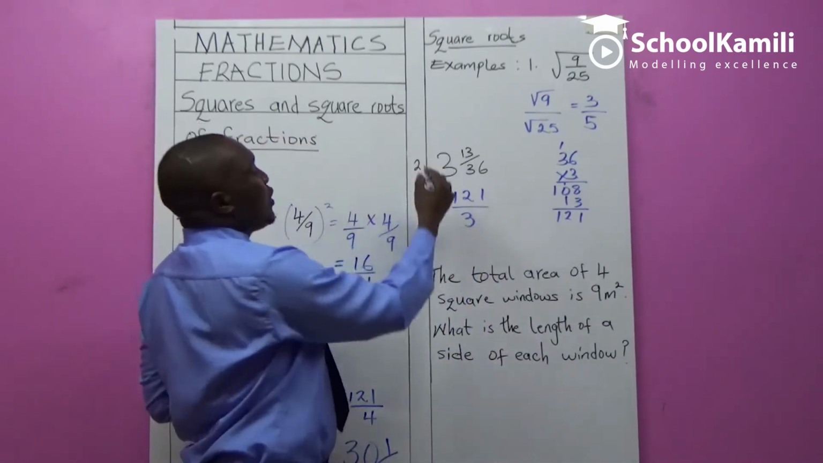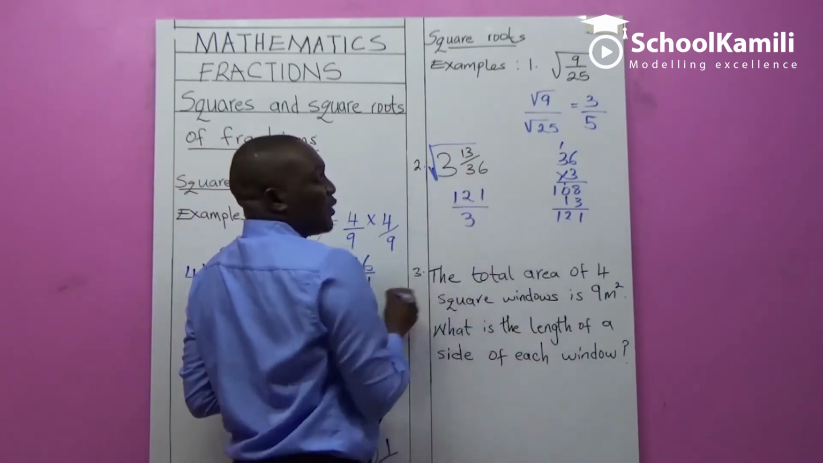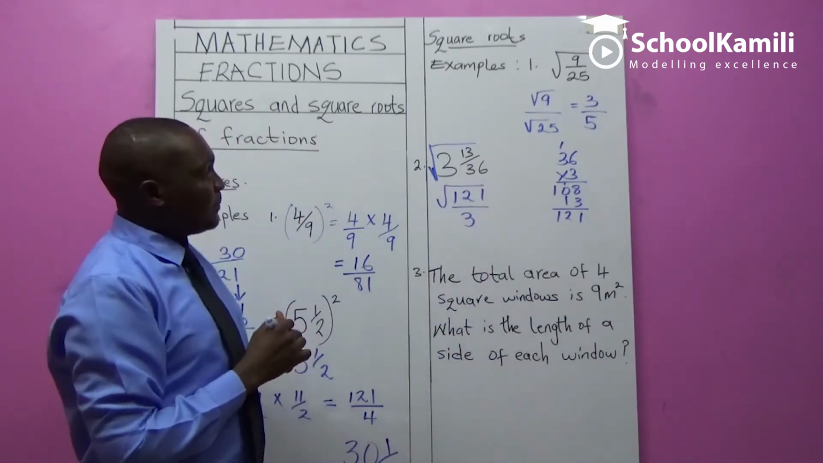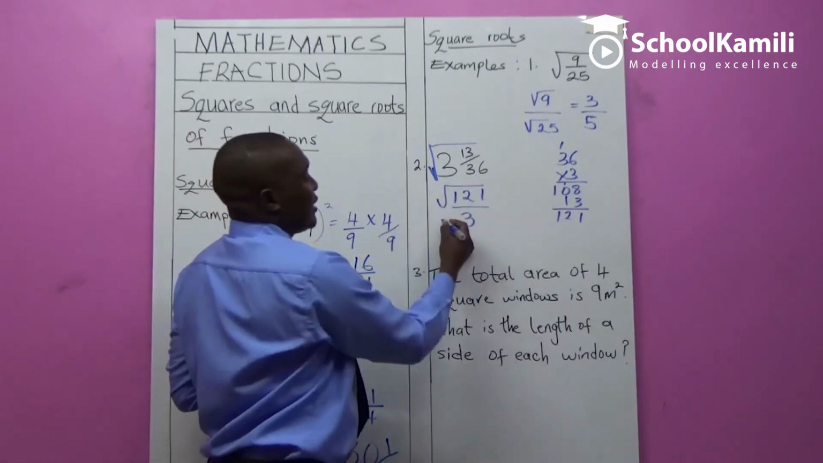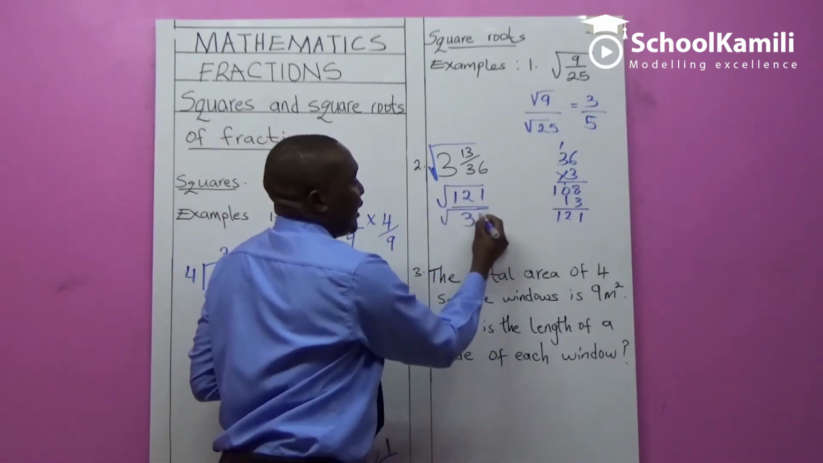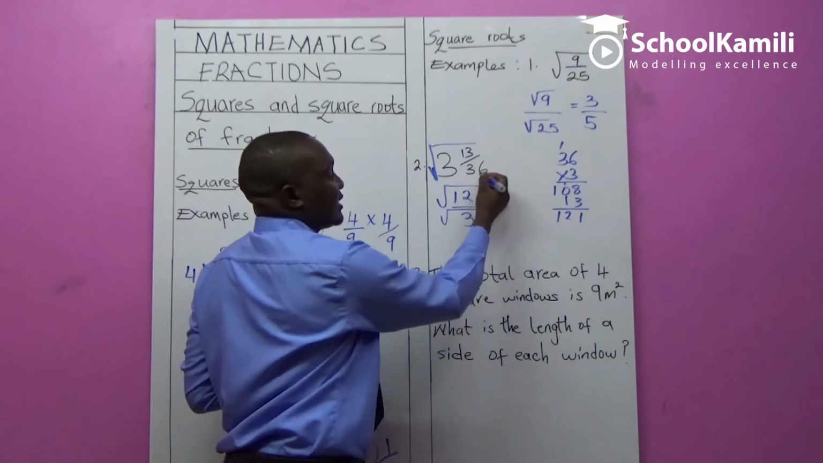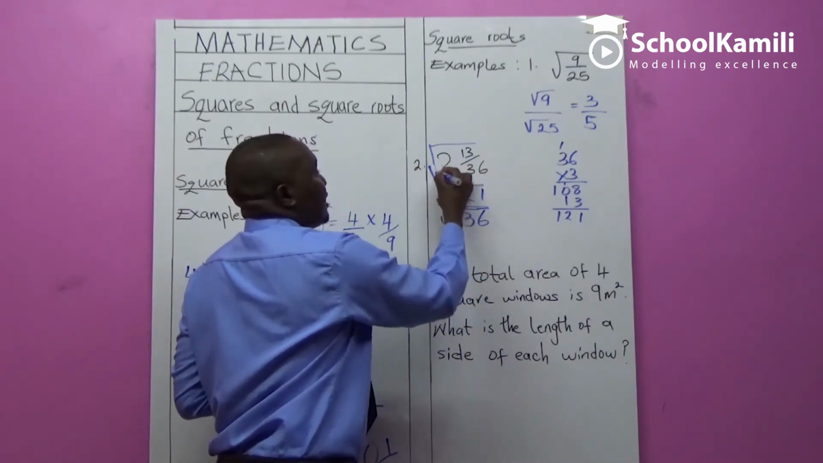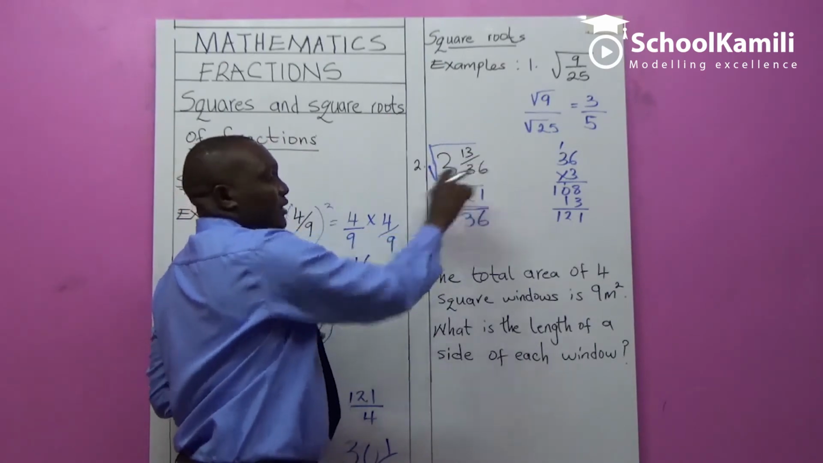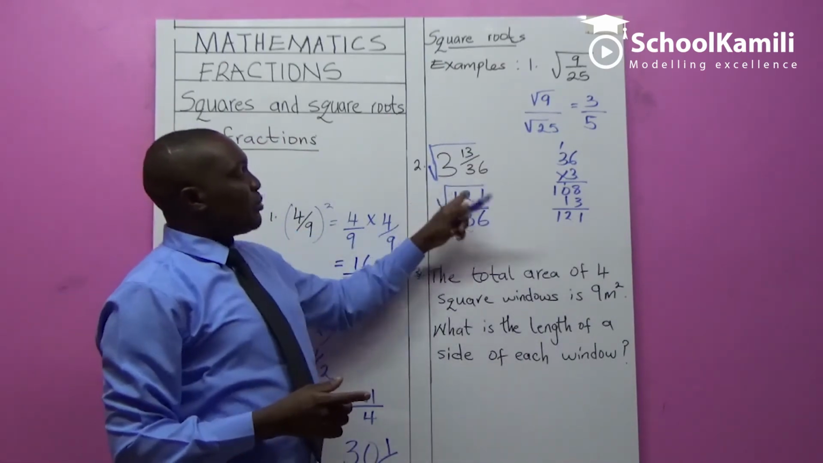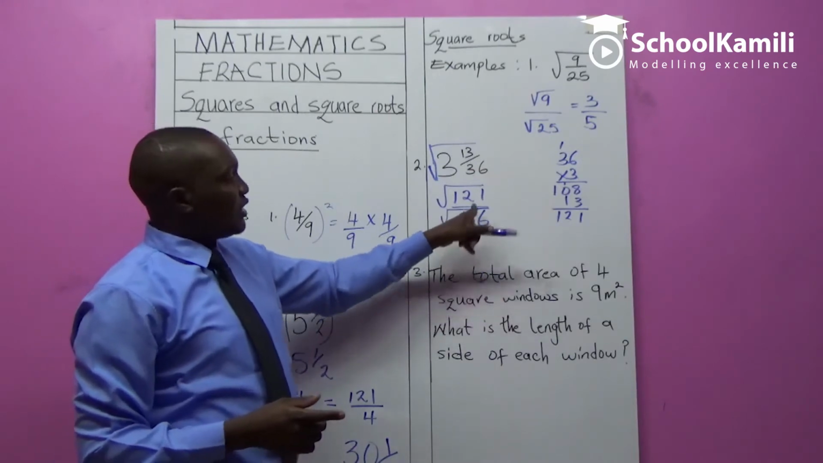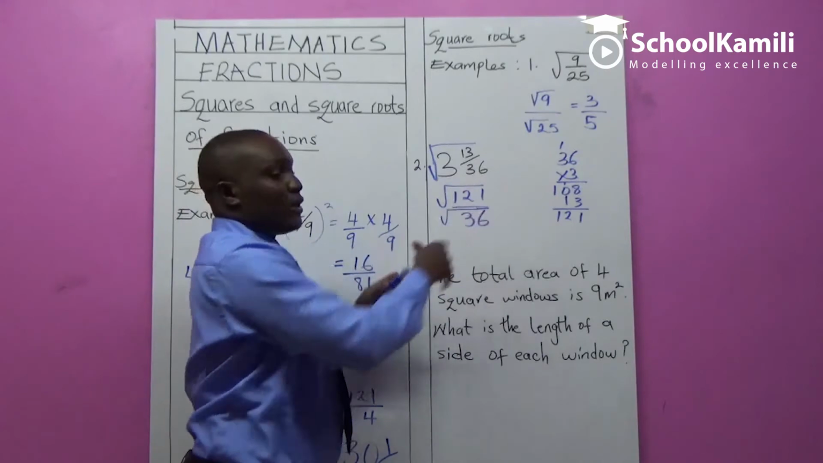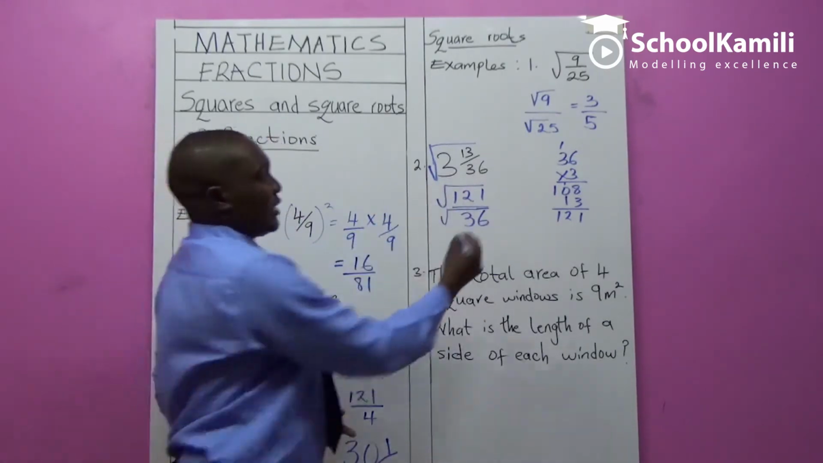And because we are looking for the square root, work out the square root of the numerator first, then work out the square root of the denominator. Remember, this is 36, not 3, it's 36. We want to get the square root of 13 over 36. We have said change into an improper fraction, and when you change it, this is what you're going to get, 121 out of 36. Get the square root of each separately.